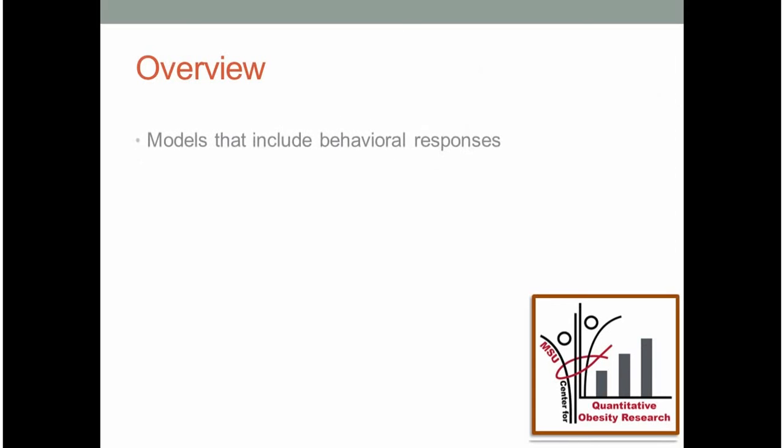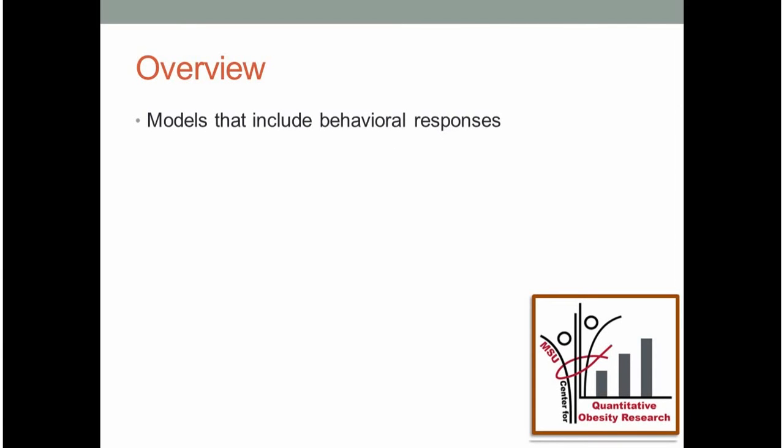In general, there are three different types of models. First, there are models that include behavioral responses inside their models. The energy balance models that you heard about on Tuesday are not examples of this because they're mechanistically predicting what should happen in the absence of some alternate behavior response. And that's why metabolic ward studies are very important for those particular models.